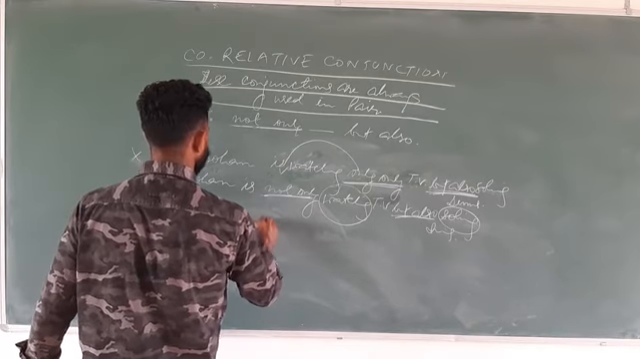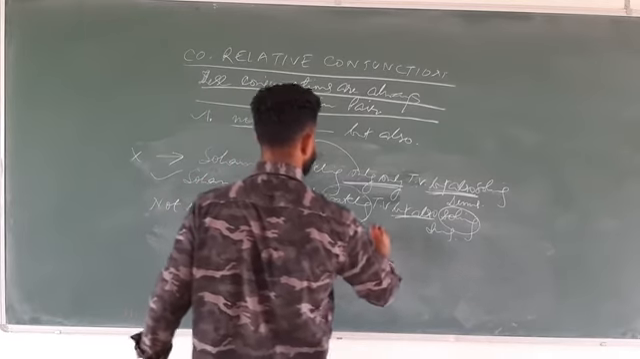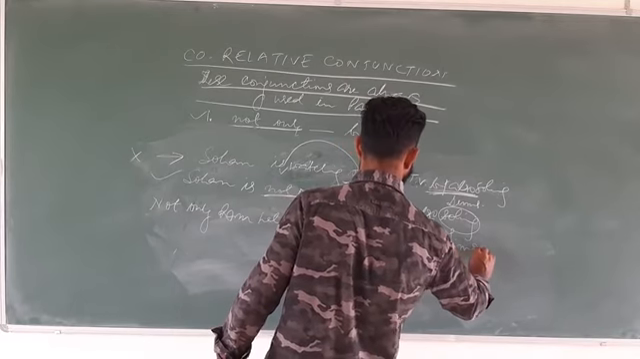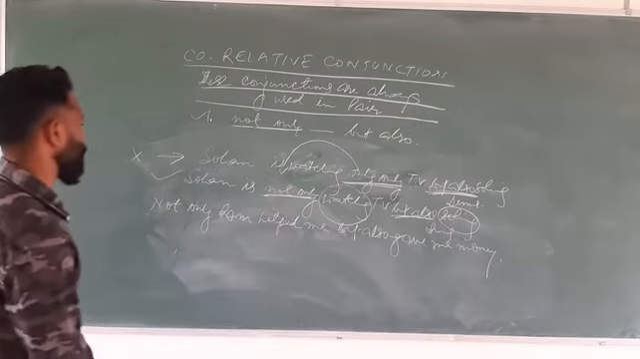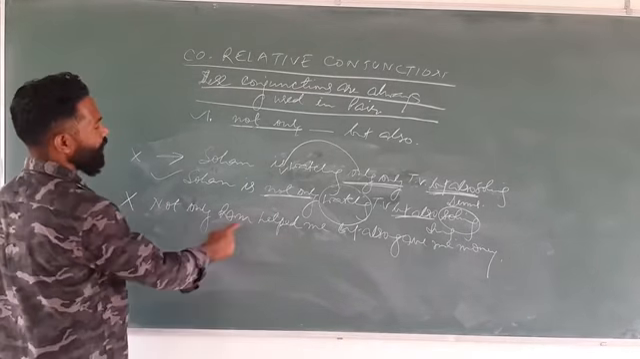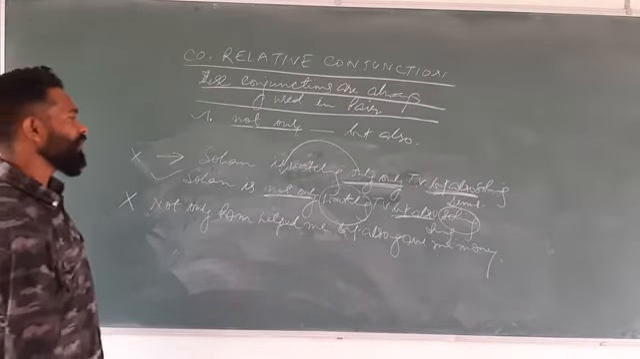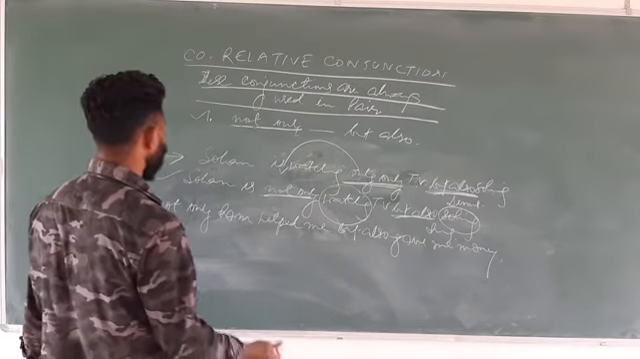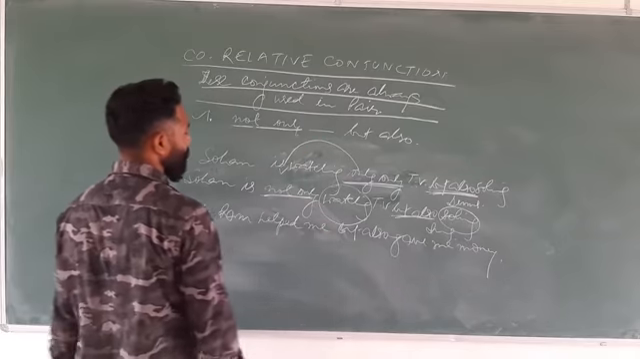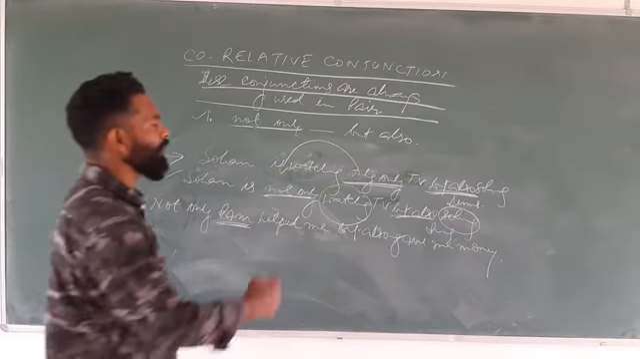Not only Ram helped me, but also gave me money. What is wrong? This sentence is actually wrong. So what is wrong in this sentence? Not only Ram helped me, but also gave me money. We can understand it, but the subject here is the same: Ram helped me and Ram gave me money.